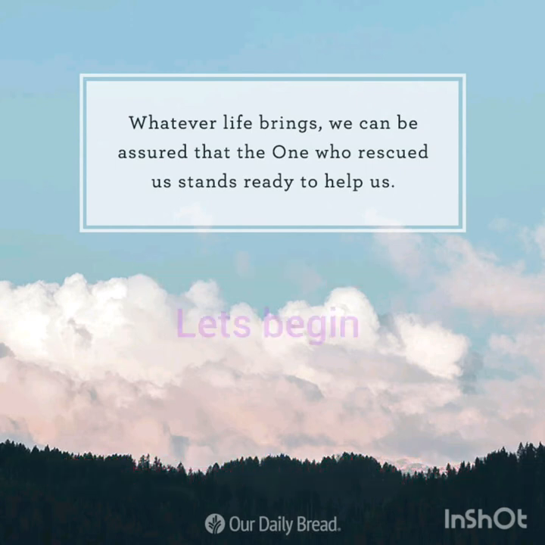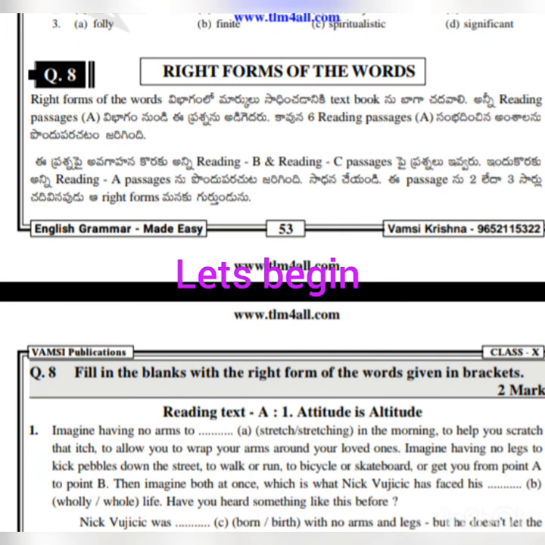Let's begin today's topic. Right form of the words mostly comes from reading A passages, not from reading B and reading C. So you should make a habit of reading the textbook carefully and frequently. Then you can get 10 out of 10 GPA perfectly. Now I will read the first passage for you.